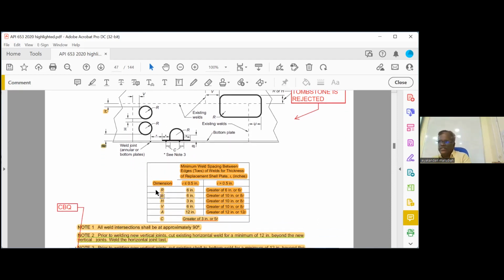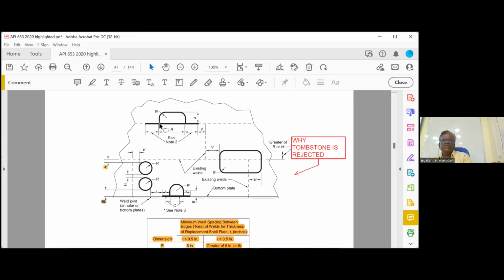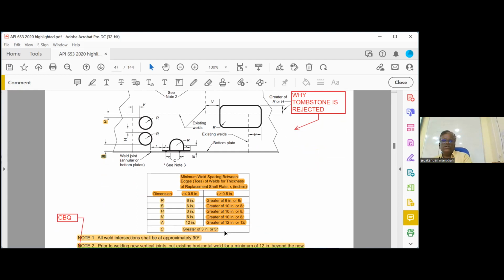So R means radius. Again I will repeat: when the thickness is less than half an inch, there should be a minimum of 6 inch. More than half an inch, 6 inch or 6T, whichever is greater. B is from the bottom weld: less than half an inch is 6 inch, more than half an inch 10 inch or 8T, whichever is greater. Horizontal weld, minimum 3 inch when the thickness is less than half an inch, and more than that, 10 inch or 8T, whichever is greater. Vertical 6 inch and greater of 10 inch or 8T. A dimension, what is A? Then size of the plate. Replacement plate, greater of 12 inch or 12T. C means the distance from the annular plate weld to the bottom weld. That is the vertical weld of this one. This is 3 inch or 5T.